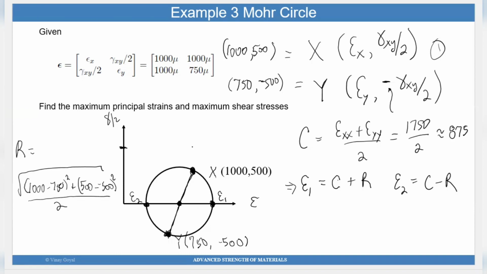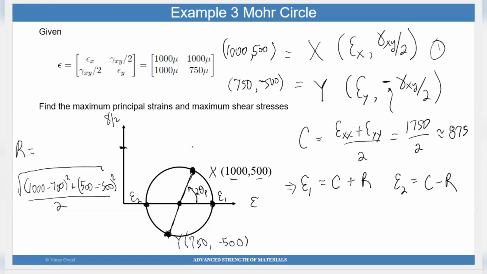I'll erase this so we're not confusing anything. The next step is to realize that the max principal strain is given by this angle, and that angle is 2 theta P. You can calculate that angle very quickly by using trigonometry, which we will not do here, but it is easy to calculate because you know the coordinates here. That allows you to calculate the angle there. That's where the max principal strain occurs.